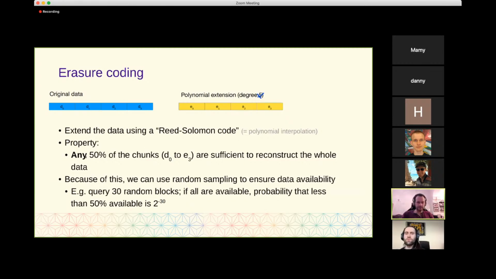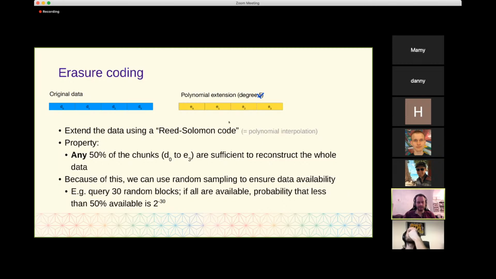And in this case, we know that with any 4 samples or points of a polynomial of degree 3, we can always find the polynomial. We know that any 50% of the chunks are going to be enough to reconstruct the whole data. So it doesn't matter which ones we have. We can have 2 original data, 2 extension, or all extension, anything, no matter what you get in your sample. If you have 50%, you can reconstruct it.